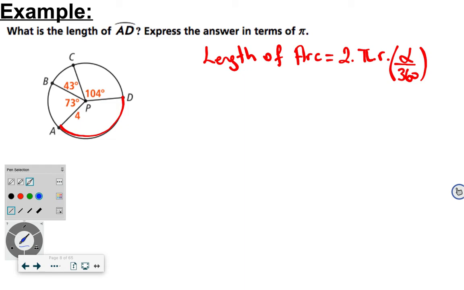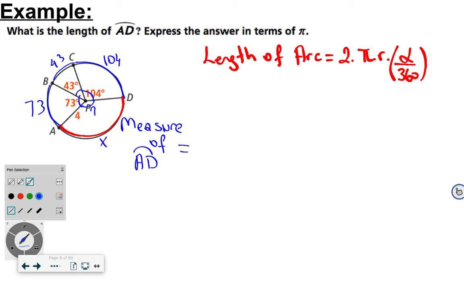To be able to find this, first we need to find the measure of arc AD. How? First of all, if this central angle is 43, what is the measure of arc BAC? It is 43 as well. If this central angle is 104, what is the measure of arc CD? 104 as well. If this central angle is 73, what is the measure of arc AB? It is 73 as well. So we don't know the measure of this angle. That's why let's say that this is x.